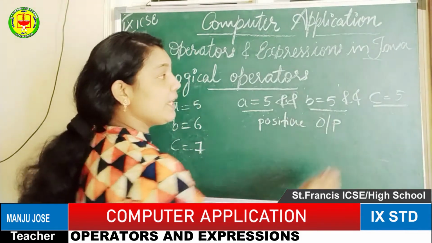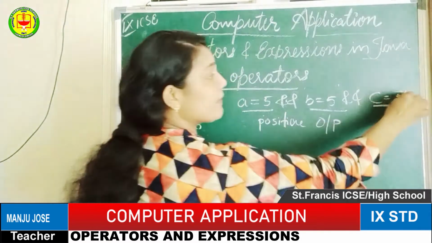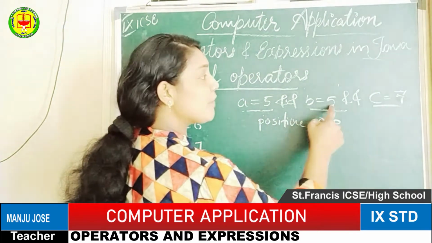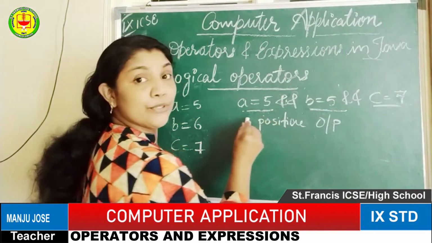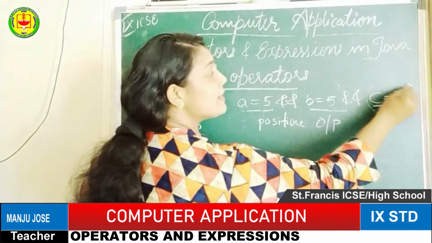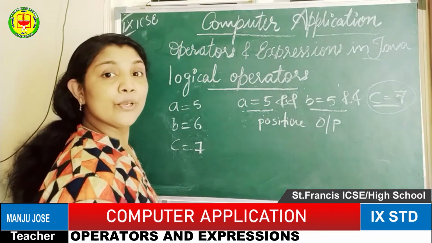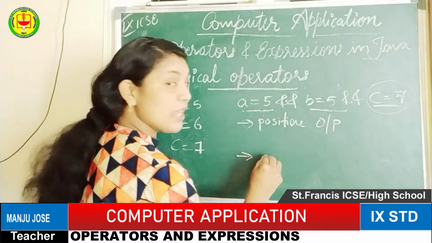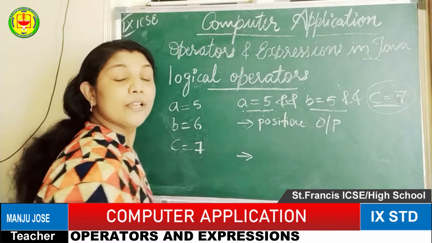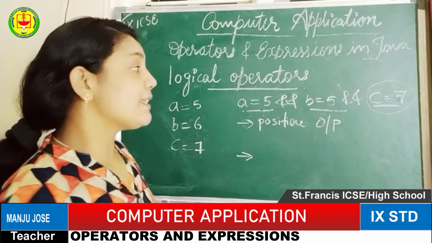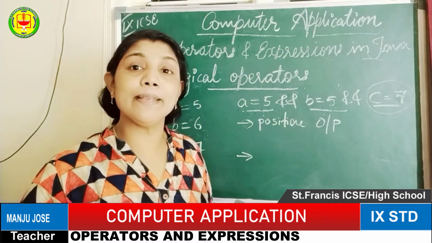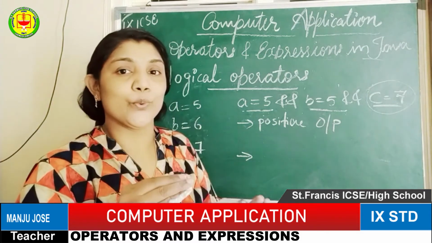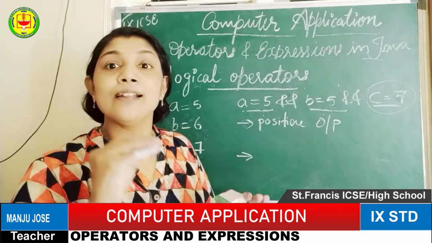If I have given A equal to 5, B equal to 5, C equal to 7, then according to this statement the last term will be wrong. So we will not get the positive output. It will go to the false or negative section. That means however many conditions there are in the given expression, all the given conditions should be true. Then only we will get the true output.